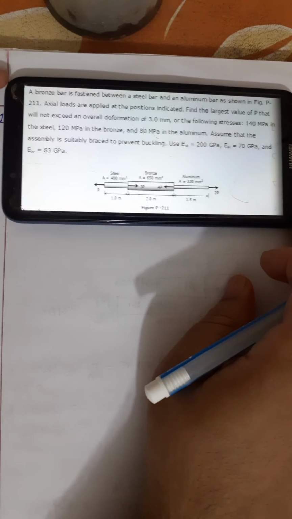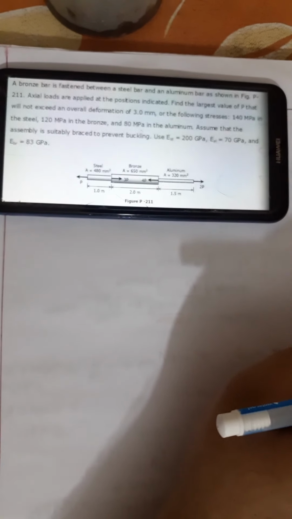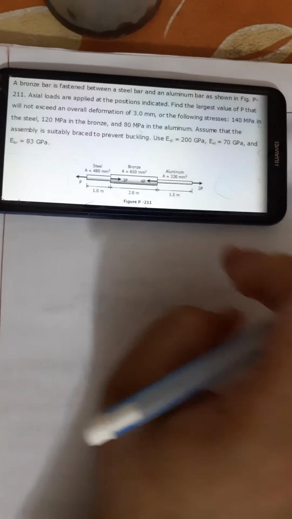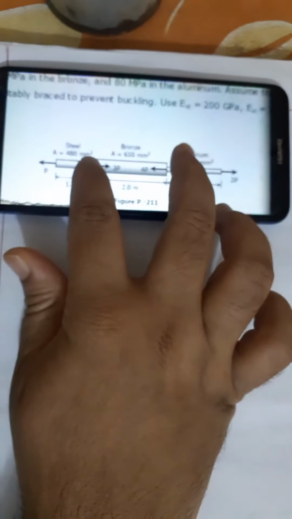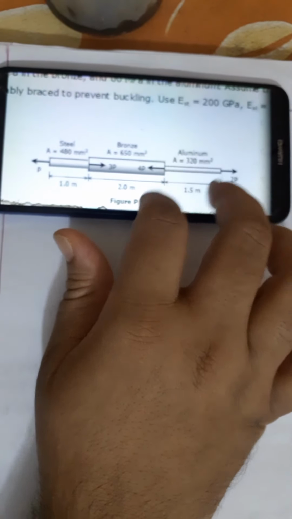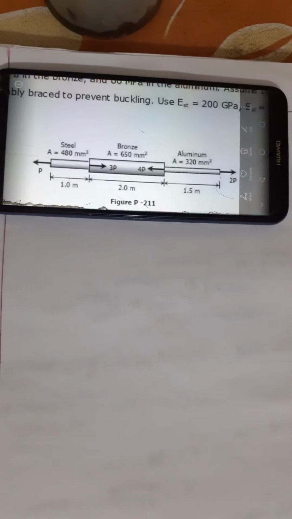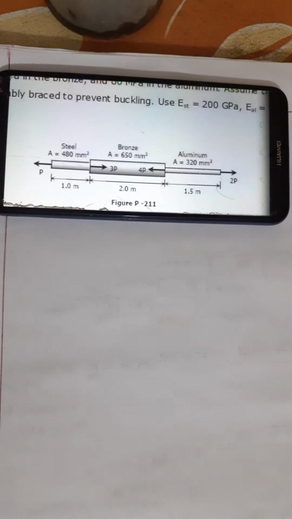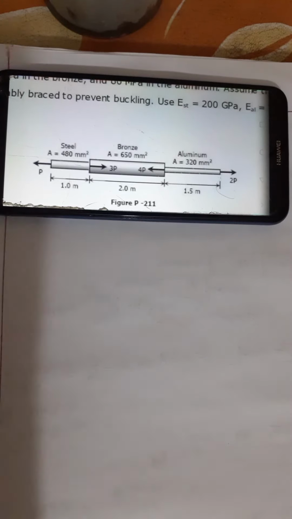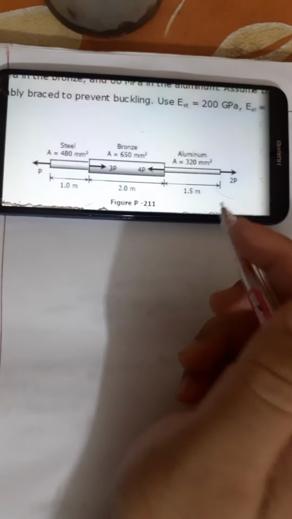This is problem number 211, and the problem is shown in this display. As you can understand the method of superposition, I'll go a little bit faster. And from this, let us see the figure, or I try to understand the condition of this figure.